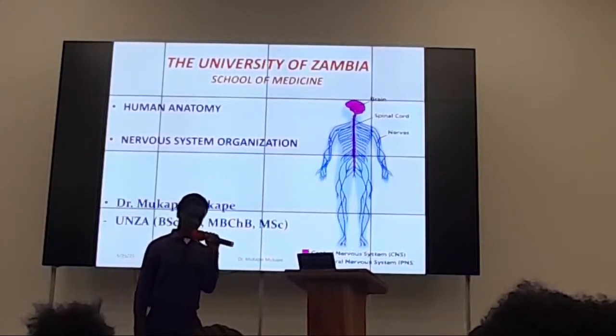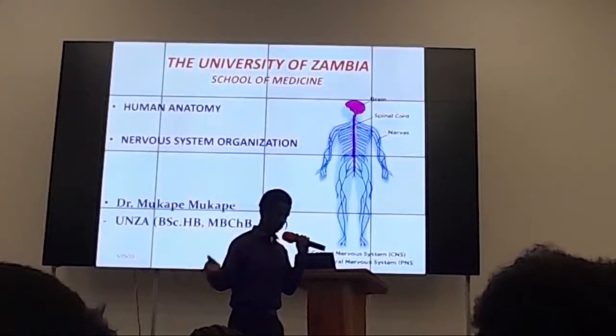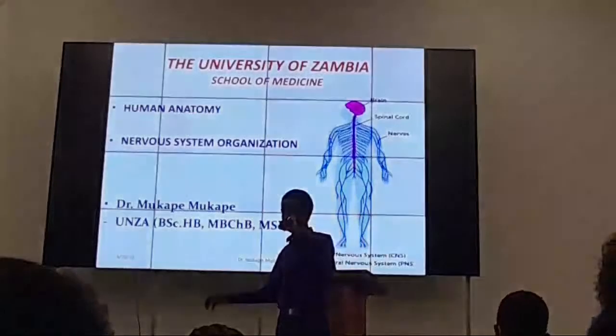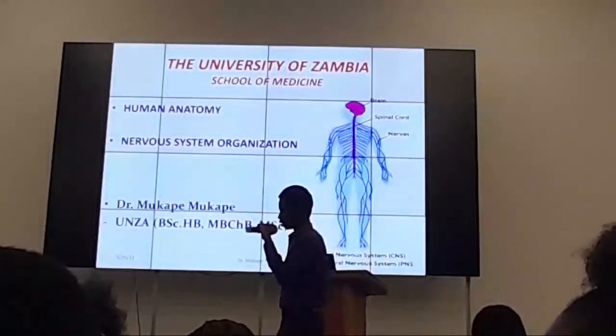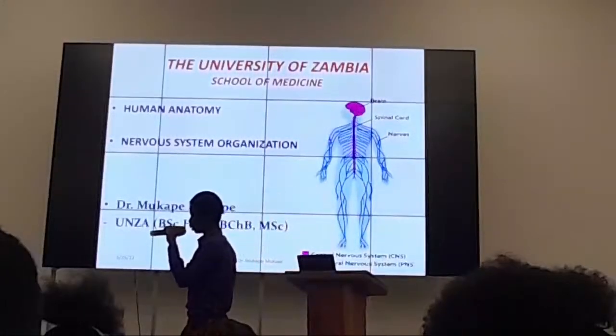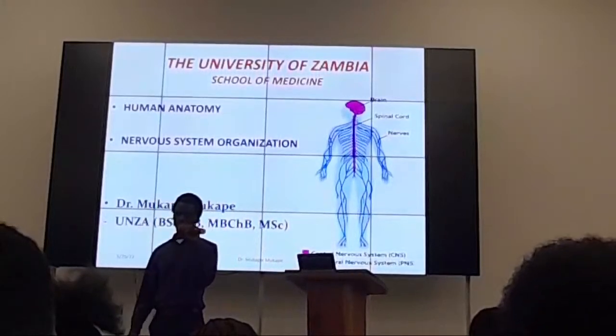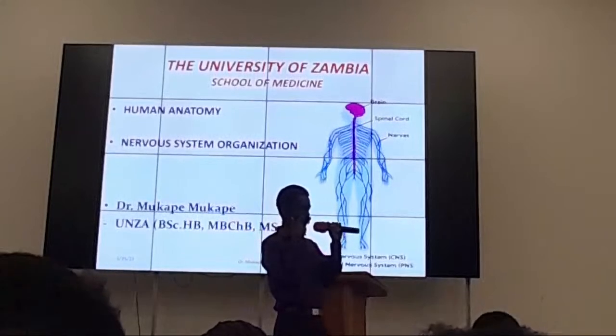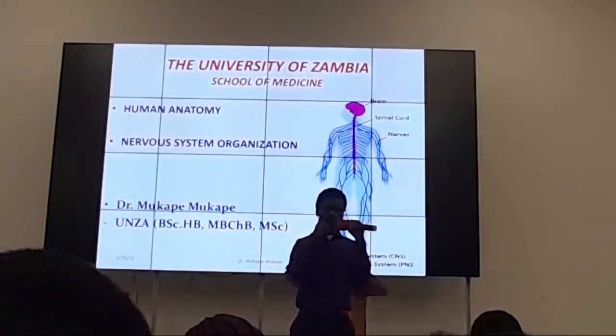Remember, anatomically we are saying that the peripheral nervous system has cranial nerves and spinal nerves. That's anatomical. Physiologically, the PNS has two divisions. What are these divisions?